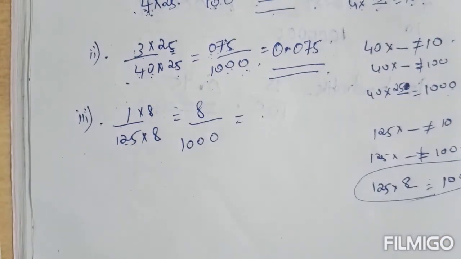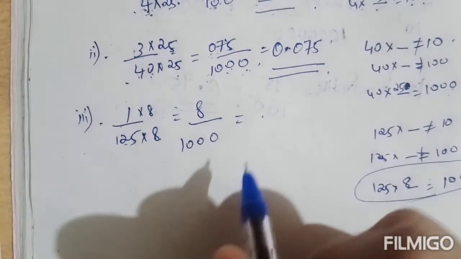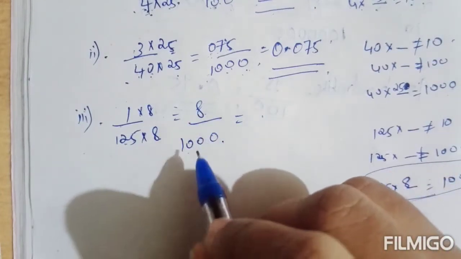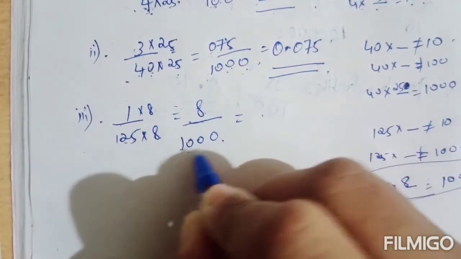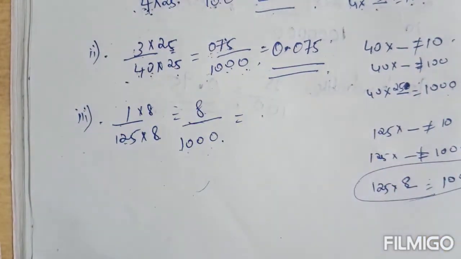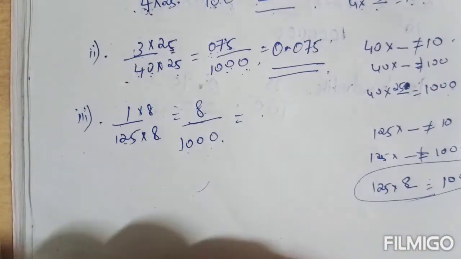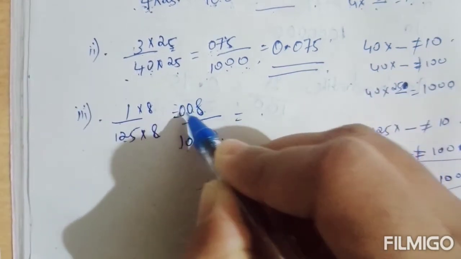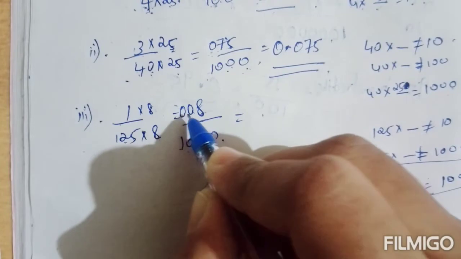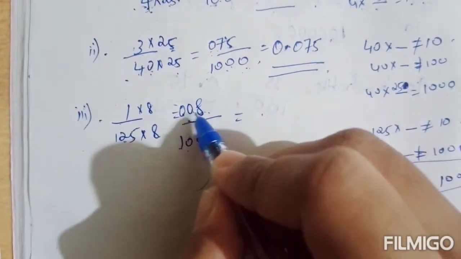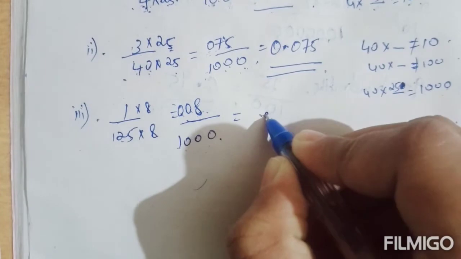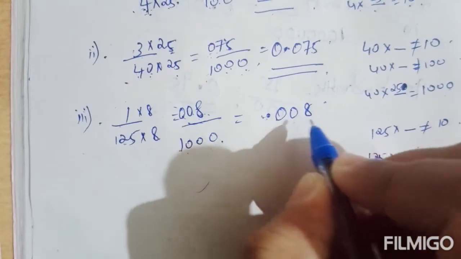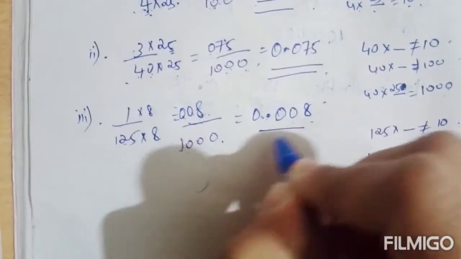8 by 1000. Now the denominator is 1000, so you can convert this to a decimal fraction. If the denominator is 1000, then 3 digits should be there after the decimal point. In the numerator there is only 1 digit, so 2 zeros we can put before 8. Then only it will be 3 digits. Now these 3 digits you can write after the decimal point. So 0.008.